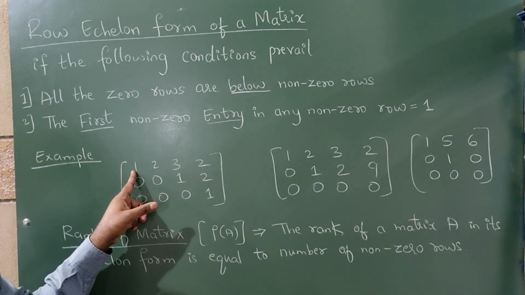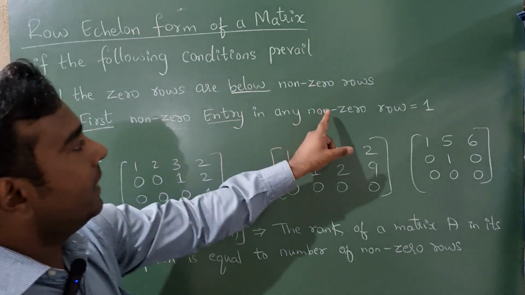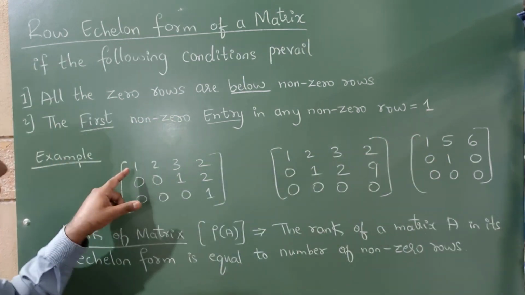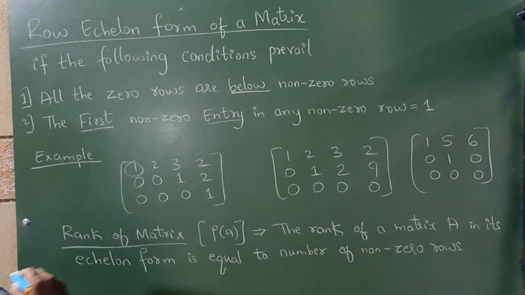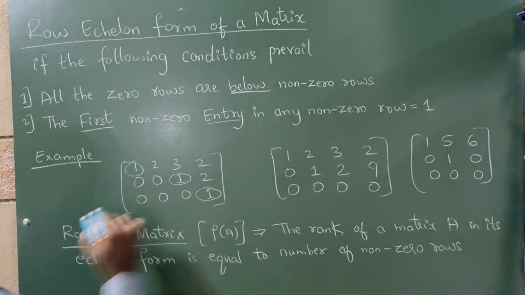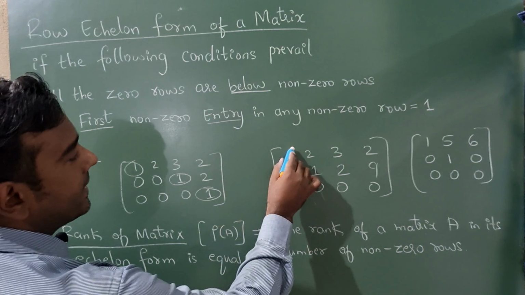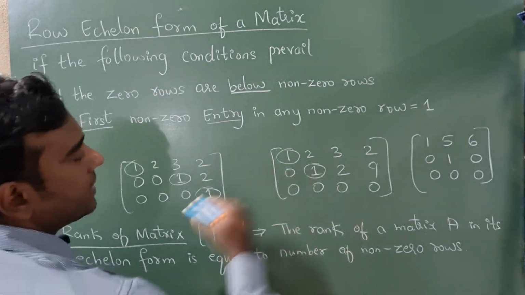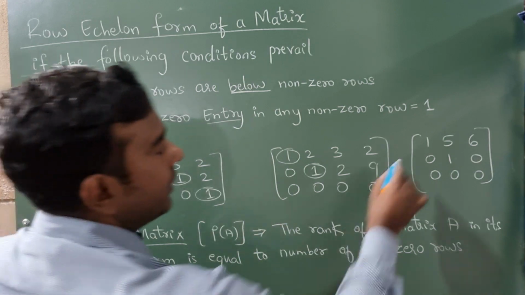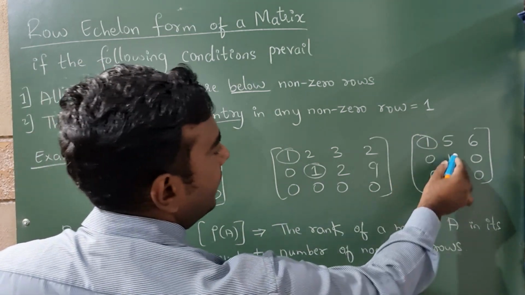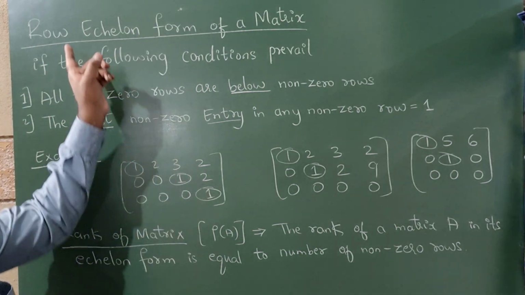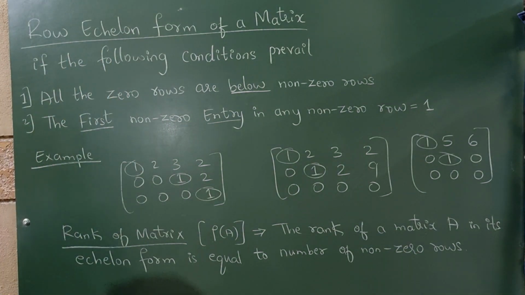This is the first non-zero entry in any non-zero row. It should be 1. The first entry is 1 here. Here also the first entry is 1. In this row the first entry is 1. If you see this example, the first entry is 1, the first entry is 1 here, and you don't have any non-zero here. Here non-zero, the first entry is 1, here non-zero, the first entry is 1. I hope you understood the definition clearly.